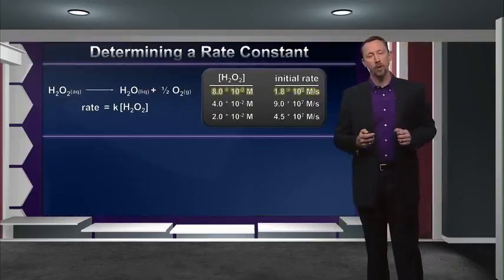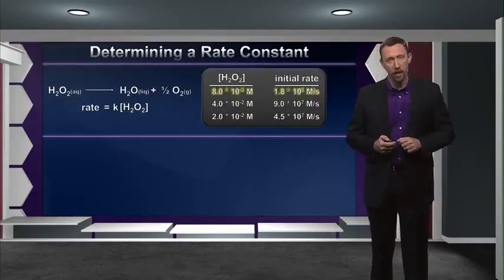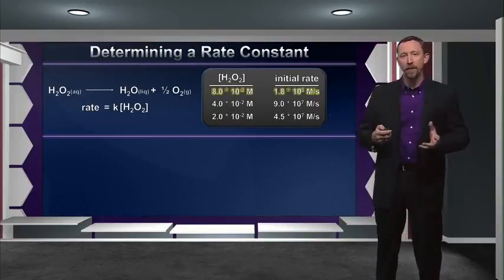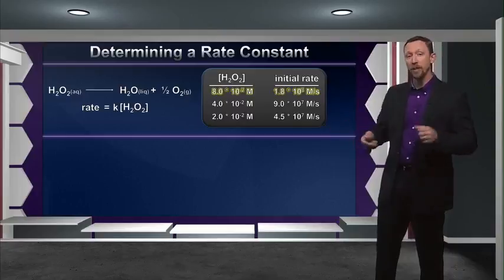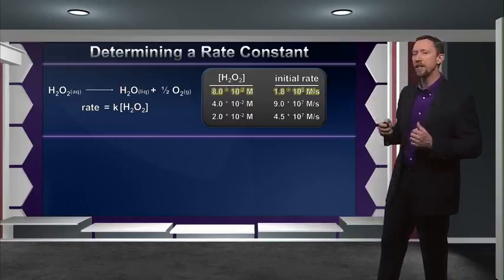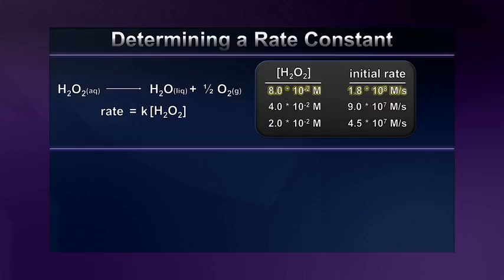So we know it's first order, but we still don't know the rate constant, and that's also useful information. So let's use one line of our data to determine that. We could actually use any line that we like, whichever one we're most certain about. I'm going to use the top line here, 8 times 10 to the minus 2 molar and 1.8 times 10 to the 8th molar per second. Now I know that my rate expression must be K times H2O2 to the first power because I already know the reaction order. Knowing that, I'm going to plug my data into the equation.